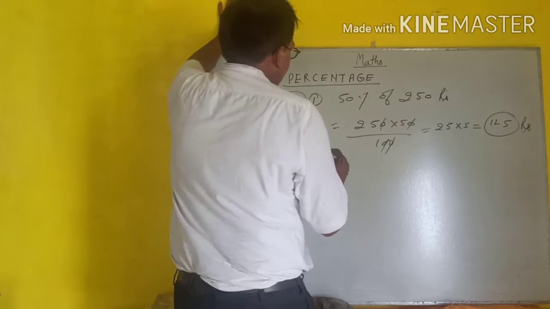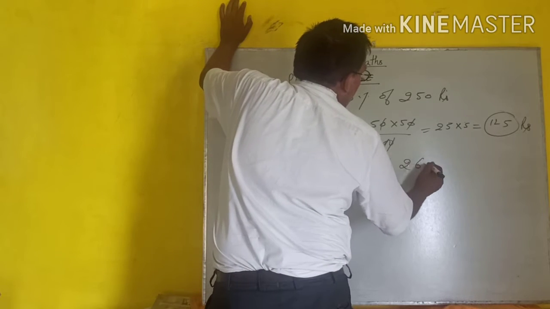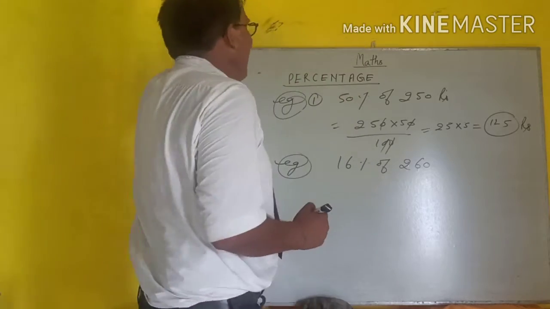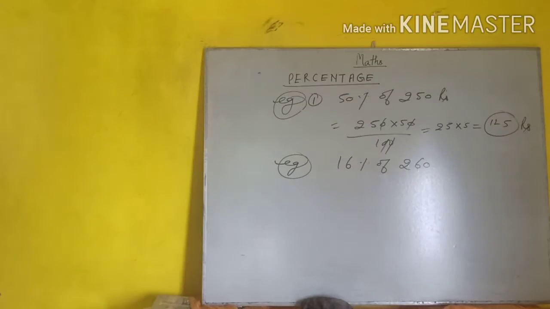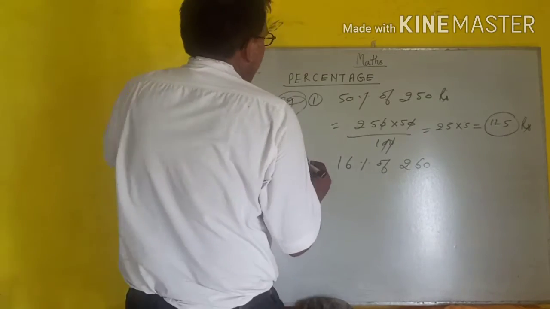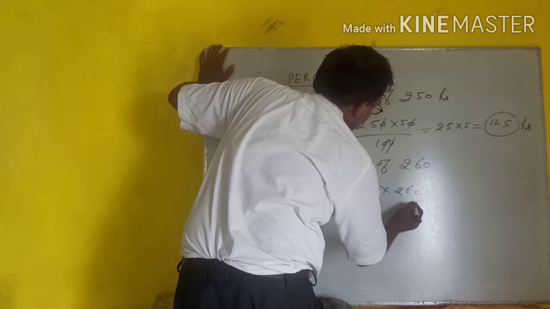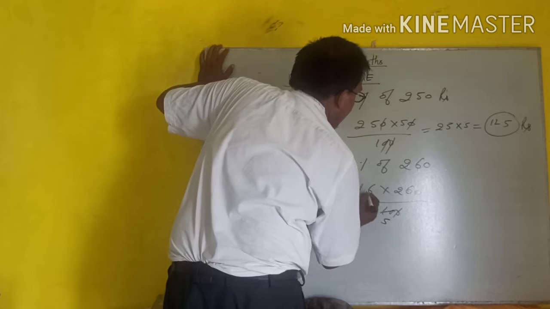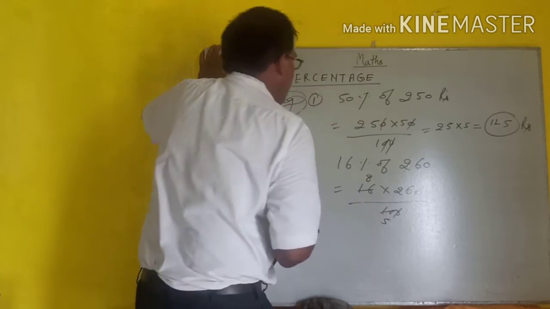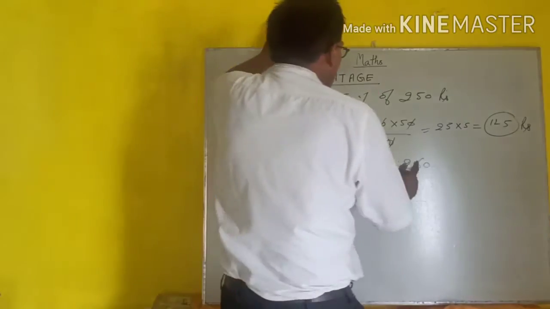If there is written 16% of 260, then how you solve it? That means 16 multiply by 260 upon 100. Here 0 cancel, here 2 5 are 10, here 2 8 are 16. Here you get 26 multiply by 8.